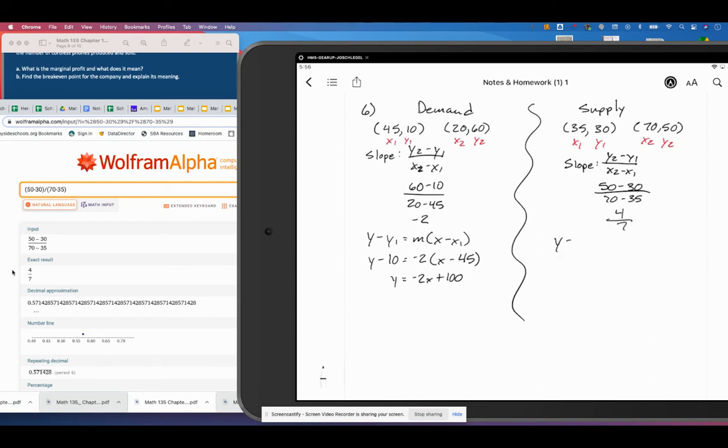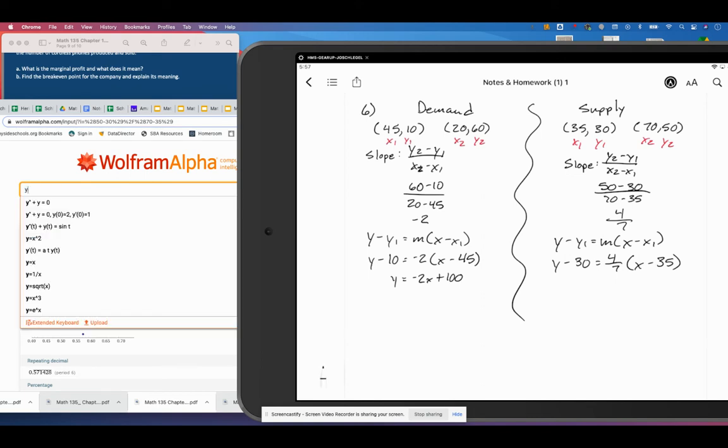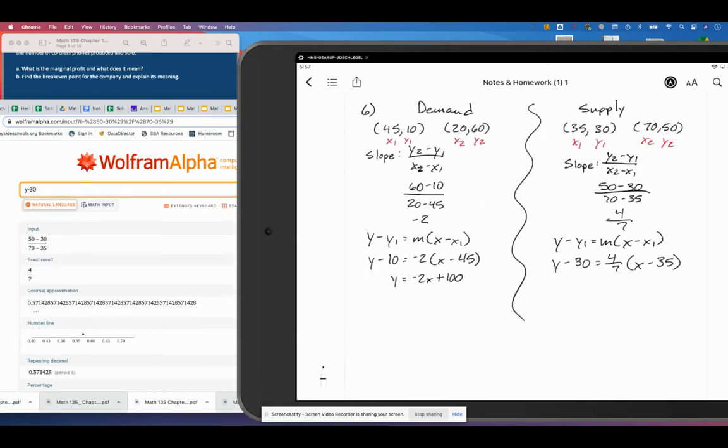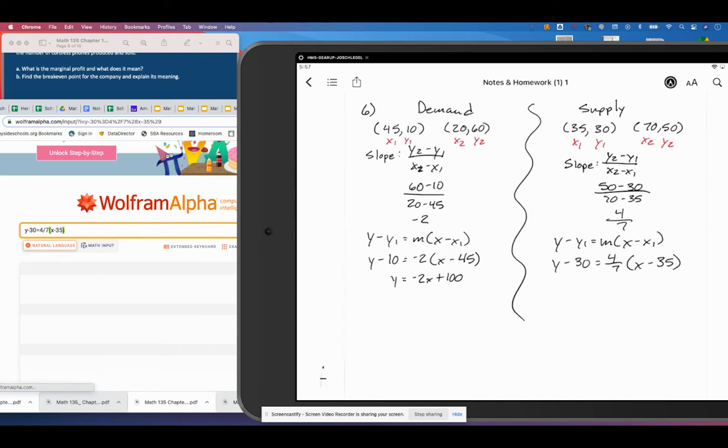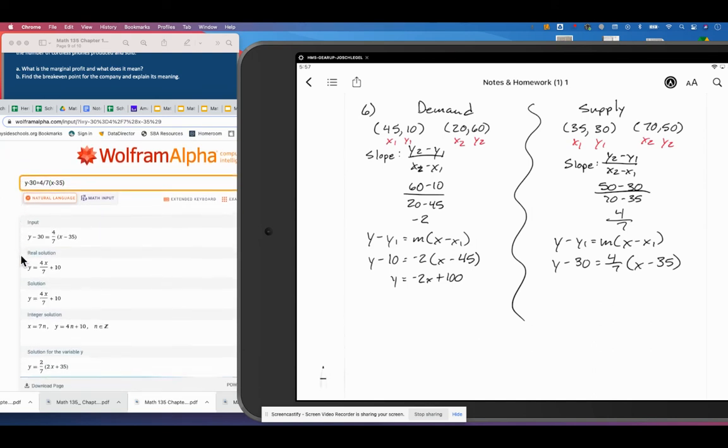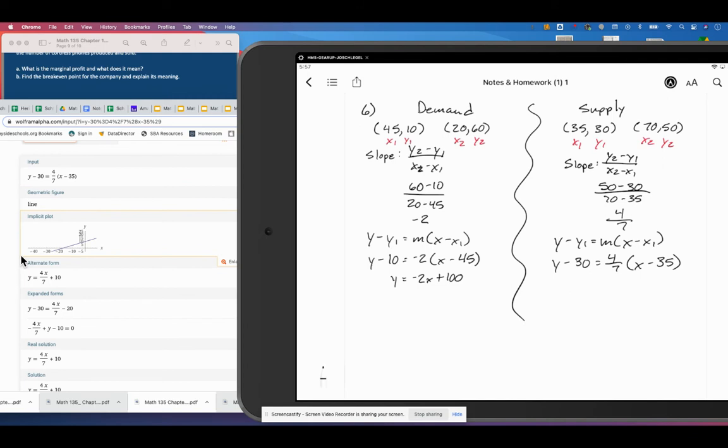So point slope form, y minus y1 is equal to m times x minus x1. We've got y minus y1, which is 30, is equal to 4/7 times x minus x1, which is 35. Again, I'll give that one to Wolfram and get an alternate form that I prefer. I end up with y is equal to 4/7 x plus 10.